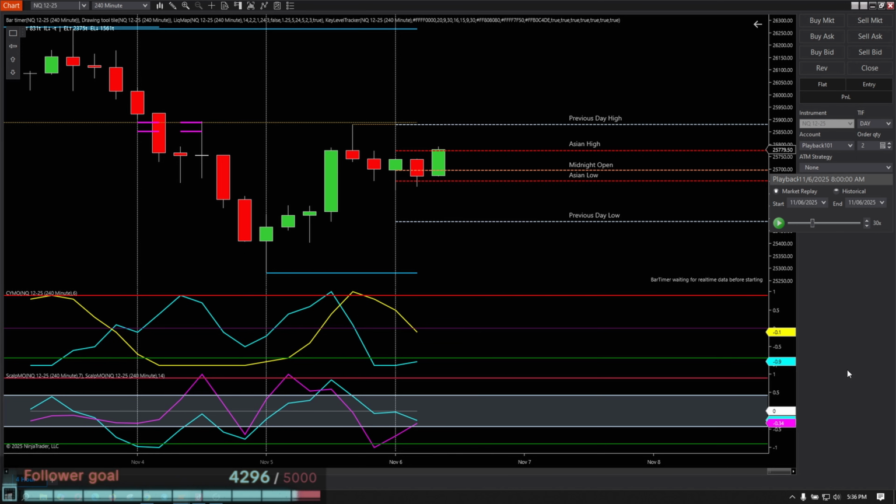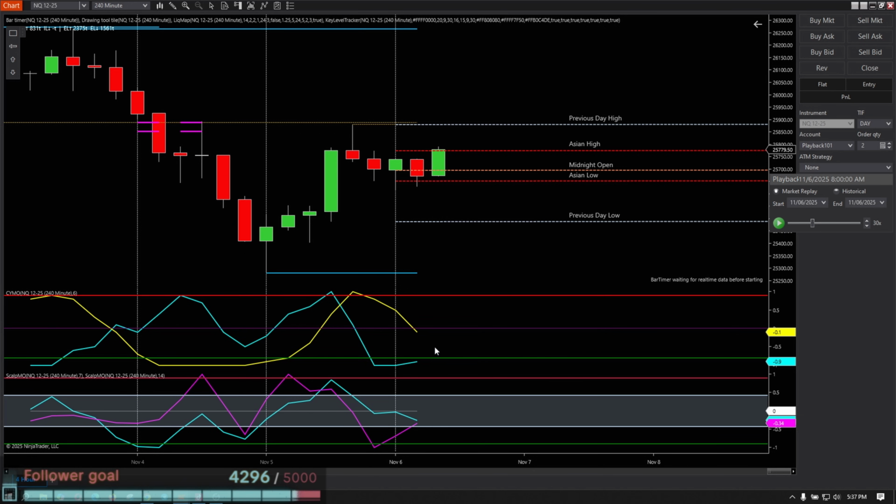We're going to start from about 8 in the morning and just run it. The first chart we're going to look at, before I hit go, is 8 a.m. Right at 8 a.m., look at all the stuff we're looking at. This is the 8 a.m. bar on the 4-hour time frame. 240 minutes is 4 hours. You've got the daily high, the Asian high, the Asian low. This is the midnight opening bar right here. And you've got the previous day low right here. So this is kind of like your little range.